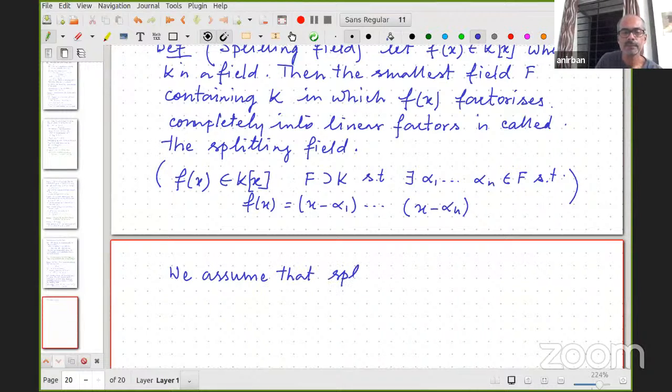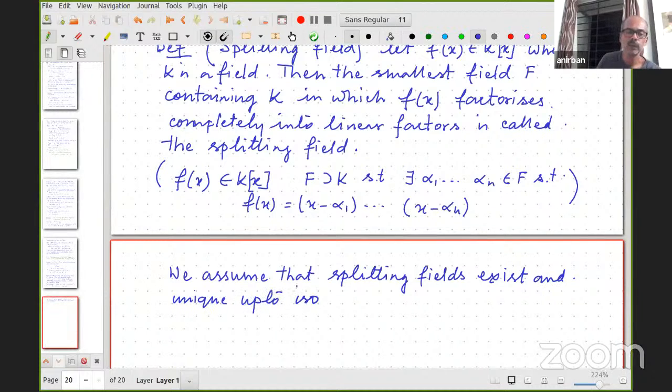Splitting fields exist, and given a polynomial, they are unique up to isomorphism. So if there are two splitting fields of the same polynomial, then they have to be isomorphic as fields. So we can think of them to be the same field up to isomorphism.